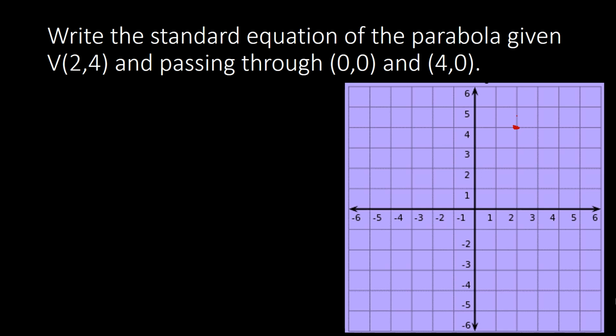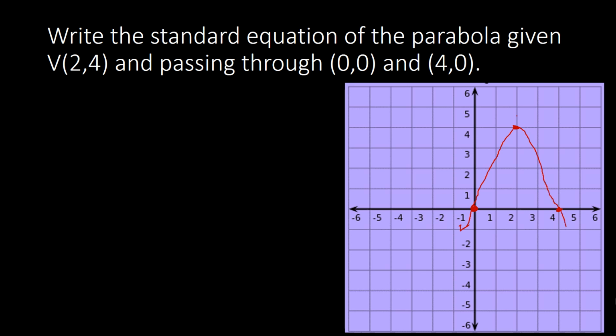And then it says there, and passing through 0, 0. So this is where 0, 0 is, or the origin. And then we have 4, 0 as well. So we have 4 on the x-axis and 0 on y. So these are now our points. But it doesn't mean that these 2 points are the endpoints of the latus rectum. It doesn't mention like that. So we are going to take those 2 points as just part of the parabola.